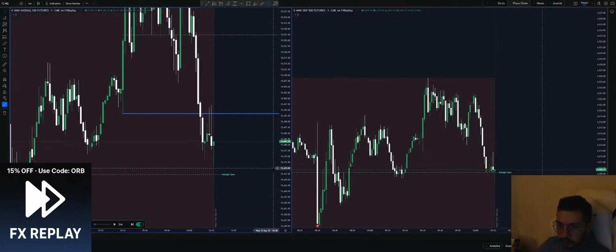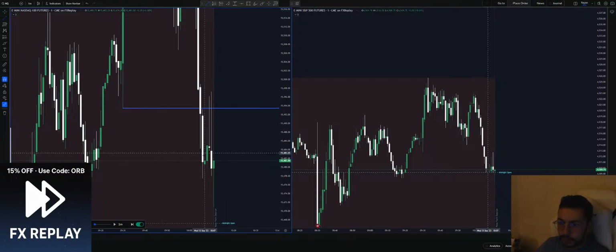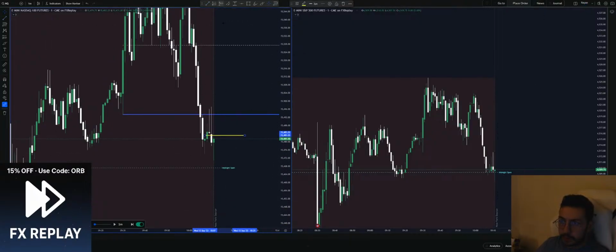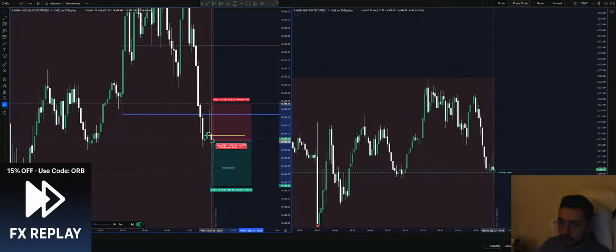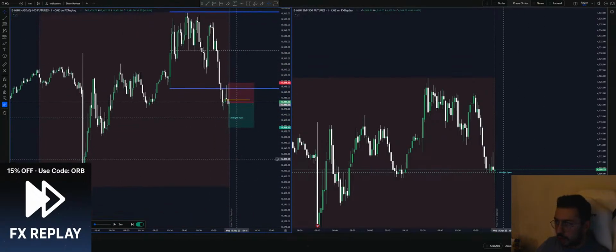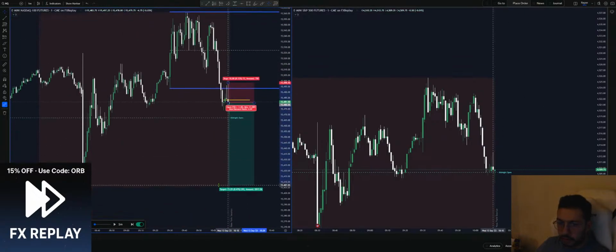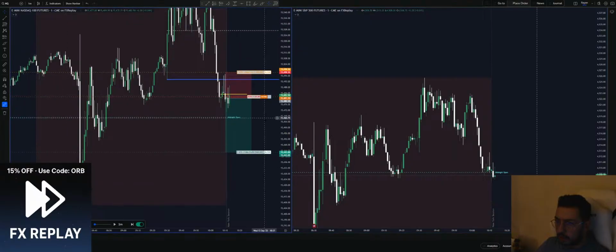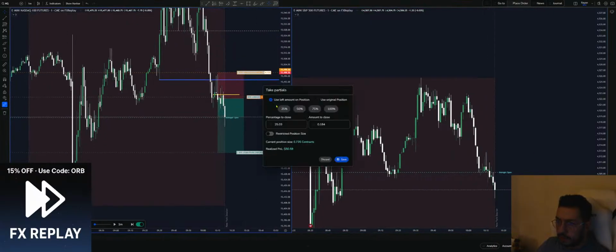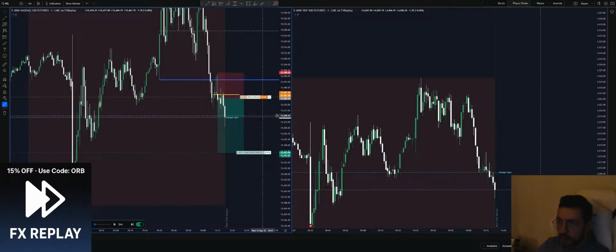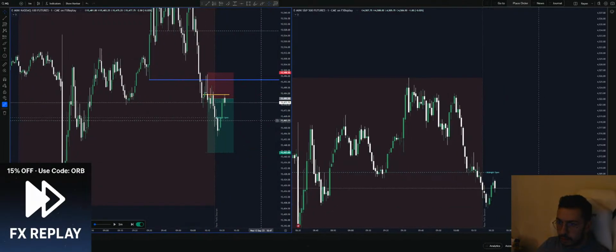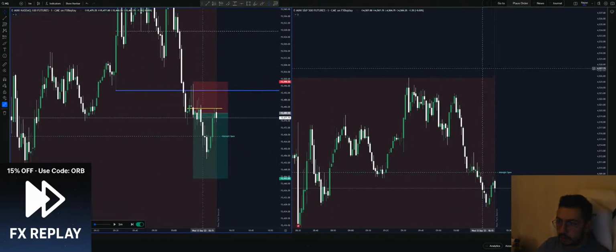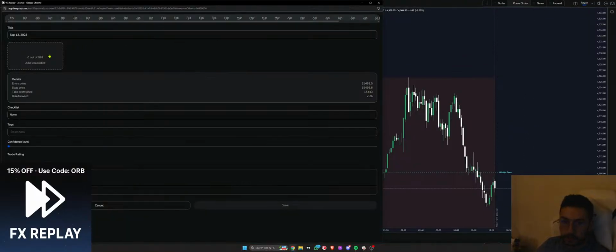Is that an entry? Oh, that's my entry. Okay. Going to re-enter here with the limit order, targeting here. Oh, what the hell? Tourist reward. Okay. Stop loss to break even. And that's a break even.